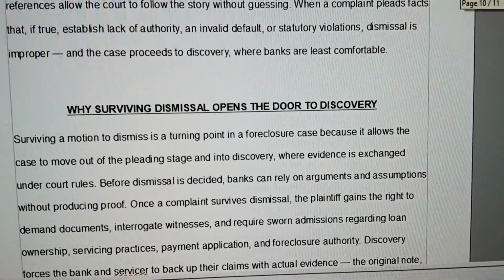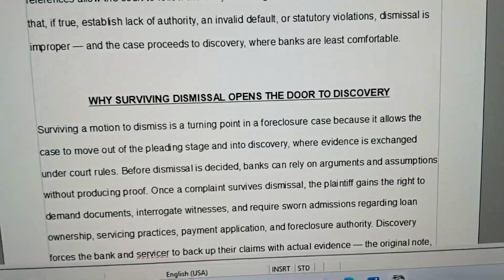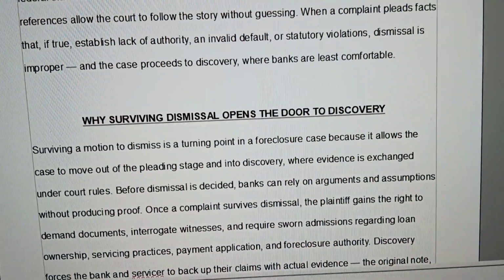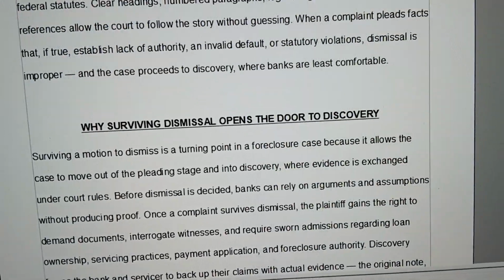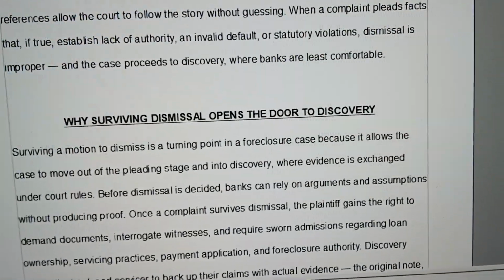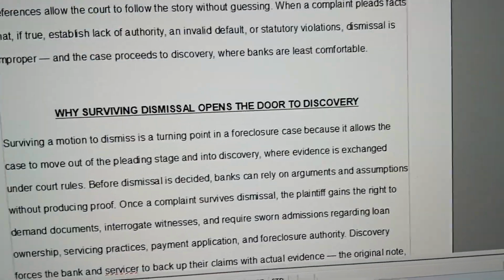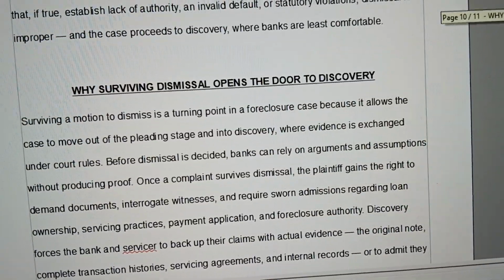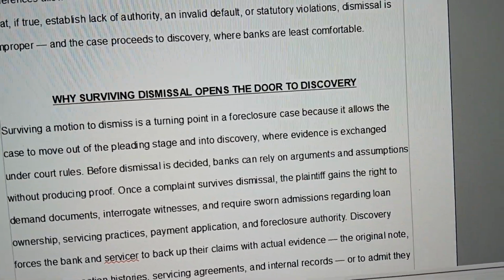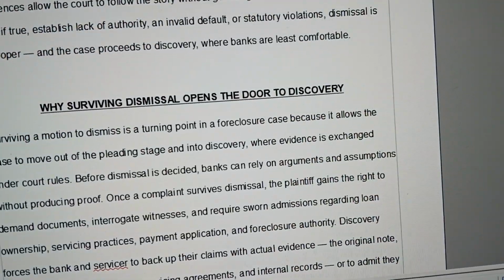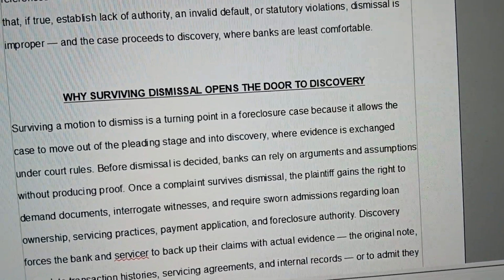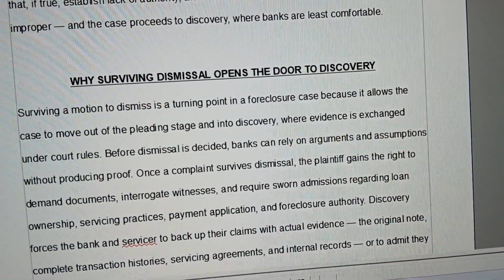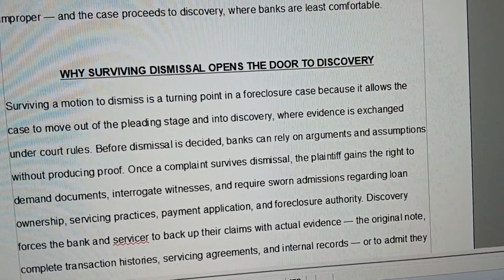Why surviving dismissal opens the door to discovery. Surviving a motion to dismiss is the turning point in a foreclosure case because it allows the case to move out of the pleading stage and into discovery, where evidence is exchanged under the court rules. Before dismissal is decided, banks can rely on arguments and assumptions without producing proof. Once a complaint survives dismissal, the plaintiff gains the right to demand documents, interrogate witnesses, and require sworn admissions regarding loan ownership, servicing practices, payment application, and foreclosure authority. Discovery forces the bank and servicer to back up their claims with actual evidence.